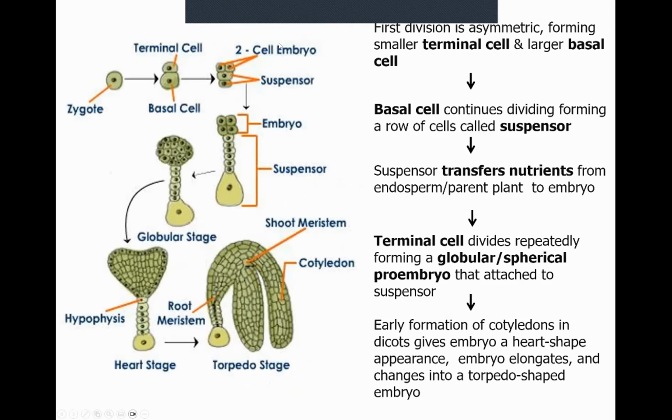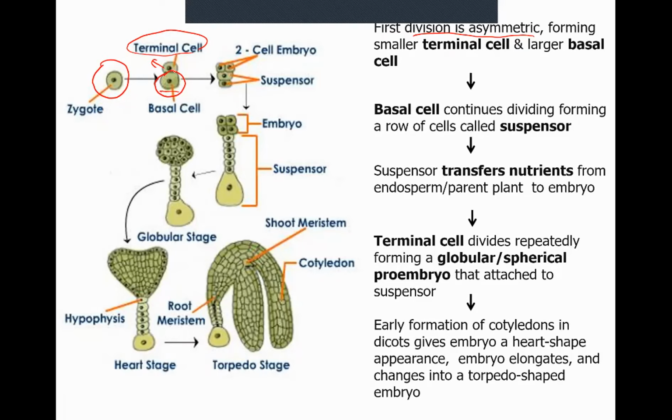Okay, so first, this is the zygote. The zygote will undergo asymmetric division. Okay, asymmetric division means pembahagian sel yang tak sama besar, right? Which will form a smaller cell. This small cell is known as the terminal cell, and the larger cell down here is the basal cell. So due to the asymmetrical division, it forms a smaller cell and a bigger cell.